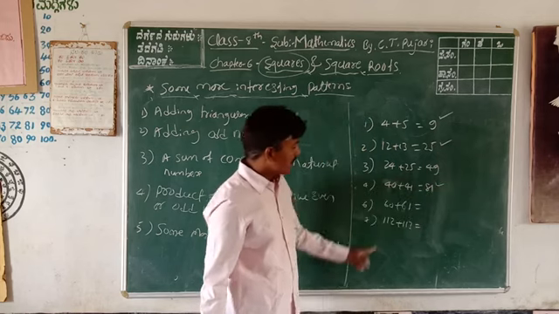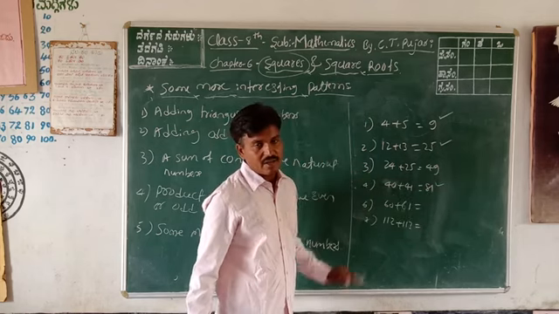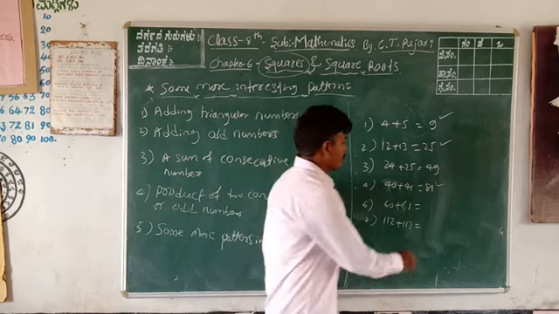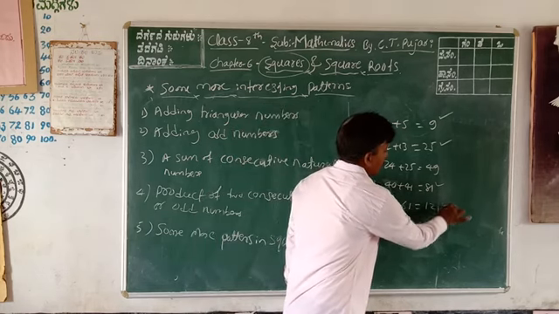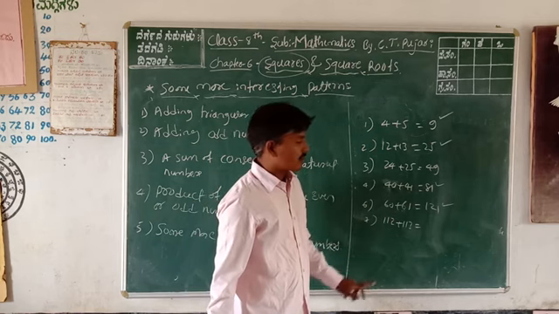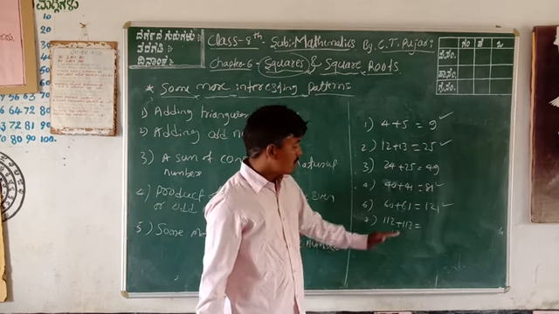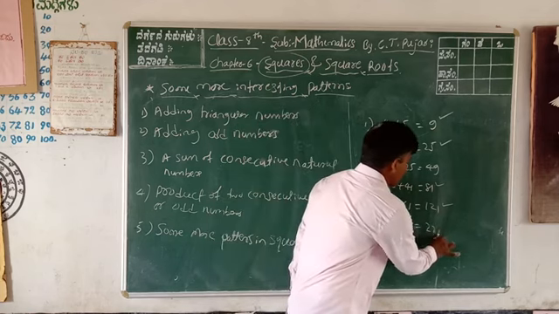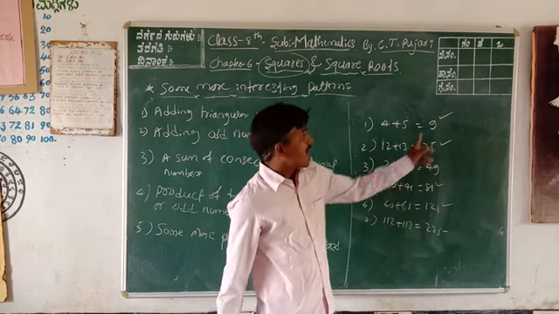What about next? 60 and 61 are serial numbers and also consecutive numbers. These two sum to what? 121, a perfect square. 112 plus 113 is equal to, these two are serial numbers, these two sum to what? 225, also a square number. Okay, 9 is a square number.